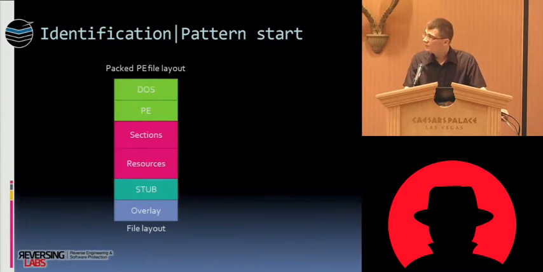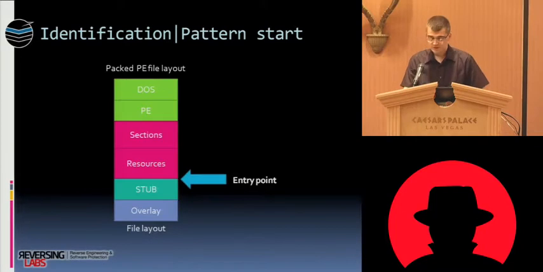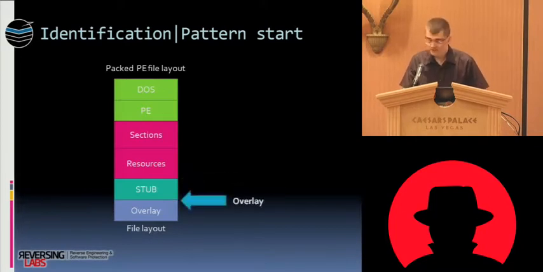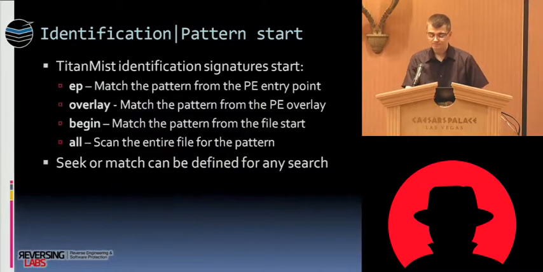So when we started coding this project, we asked ourselves, what are the reference points from which we have to start our pattern matching? We have a couple of these. We can start the pattern matching from the start of the file, and that can be useful in many situations. We're going to talk about that a bit later as well. And we have the standard identification, which starts from the entry point of the file, which is in the stub. We also added something that could be useful in the future, and that's pattern matching from the overlay. So those are the basic pattern matching options you have for each of the signatures.